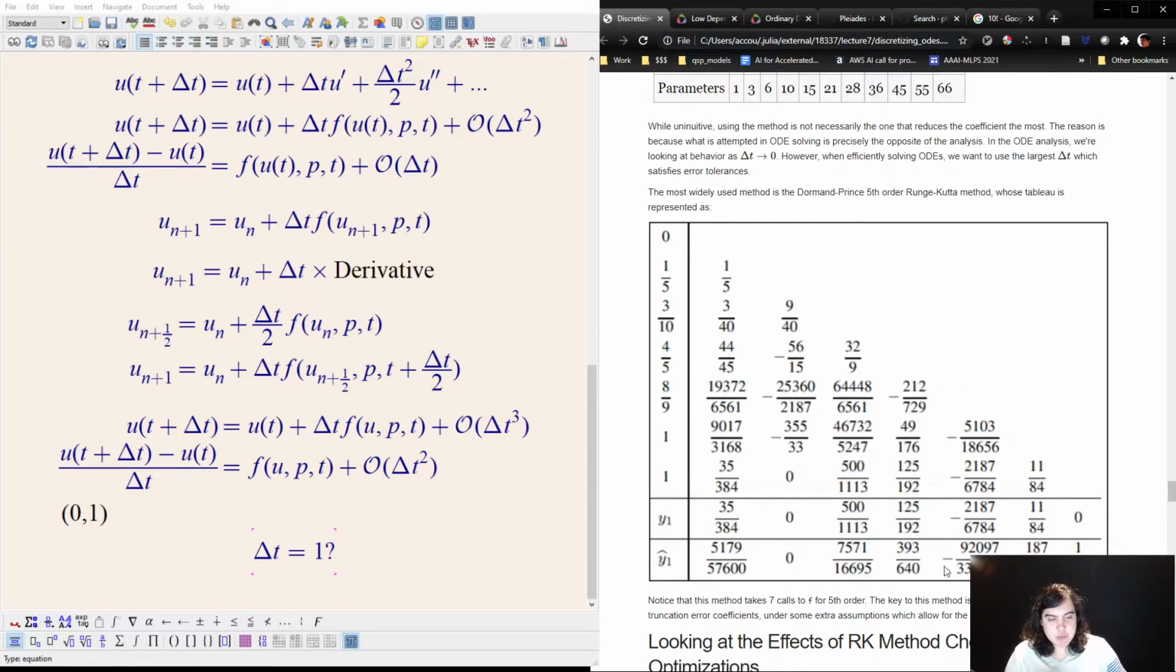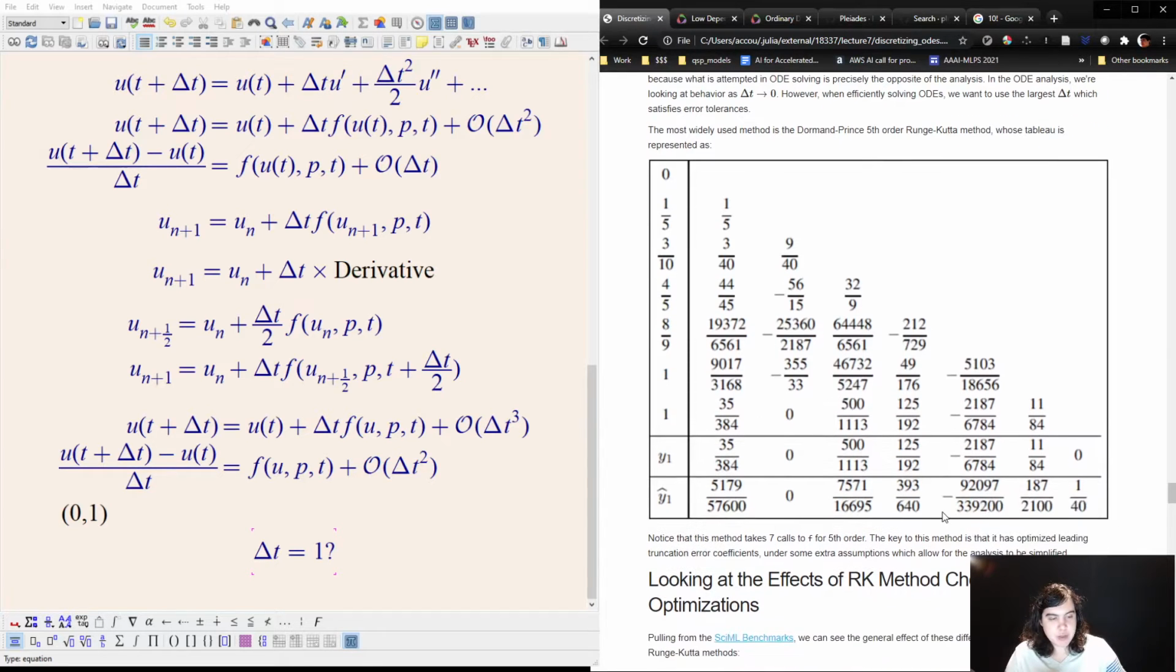Why is there this extra row? Well, this is for adaptivity. We'll get to that later. So okay, that's tableau optimization.